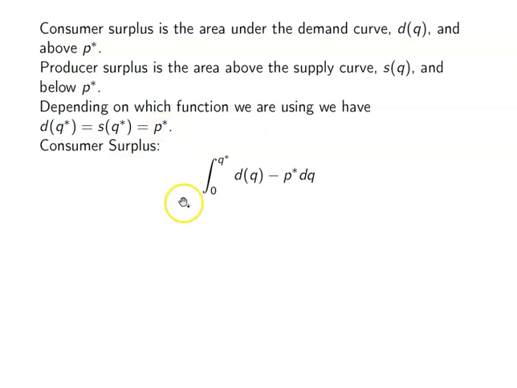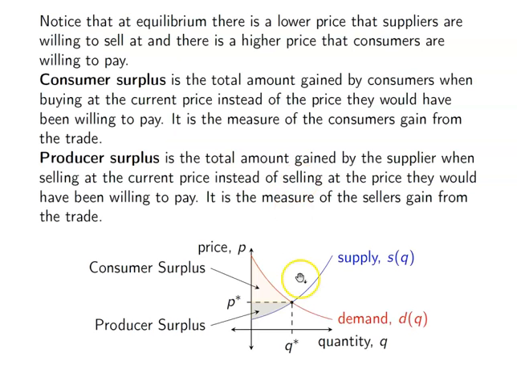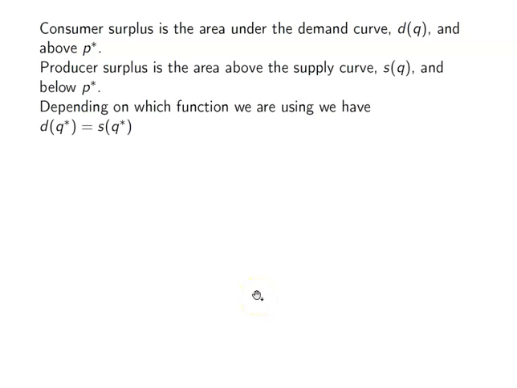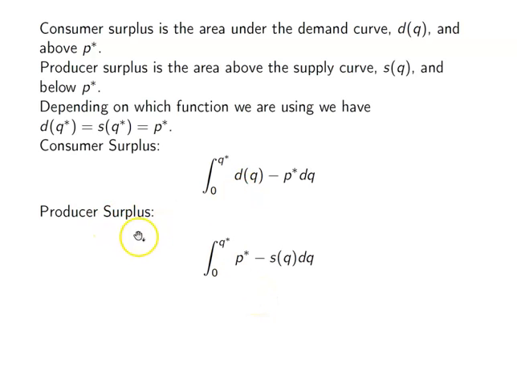So consumer surplus is the integral from 0 to Q star of the demand curve minus P star. Again, consumer surplus is everything under the demand curve up to Q star, but above P star, right? So I take all of this and I subtract out this P star value, and I'll have everything above it. Producer surplus is the same thing, 0 to Q star, but here the highest point is P star, and I'm going to subtract from that the area under the supply curve.